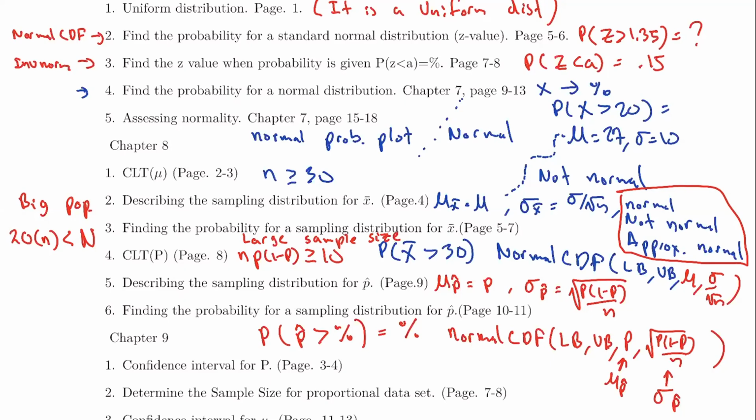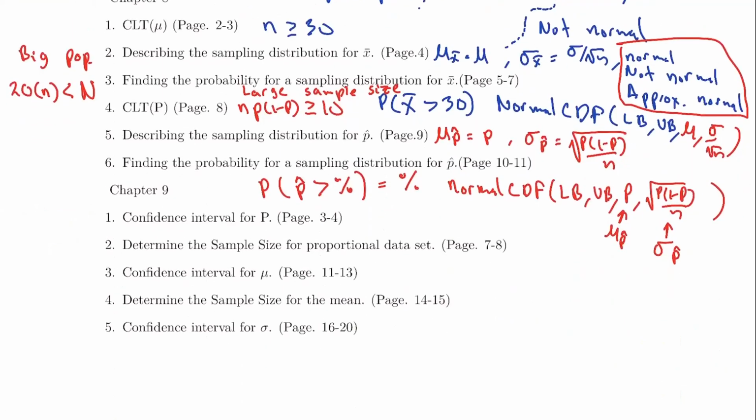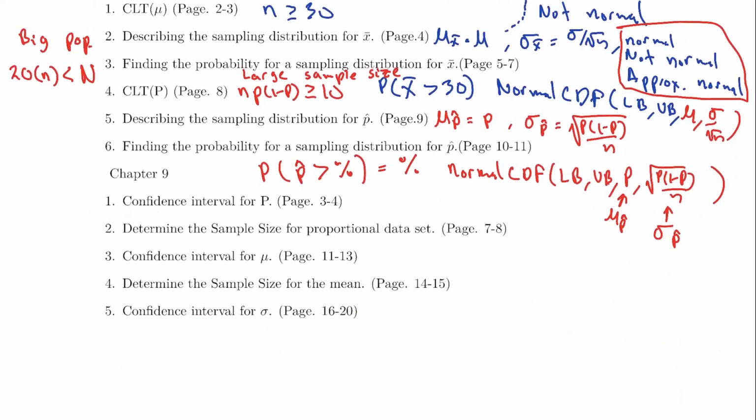All right, so let's go on to the last chapter, which is chapter 8. Oh, sorry, chapter 9. All right, so for chapter 9, if you look at it, it says confidence interval for p.